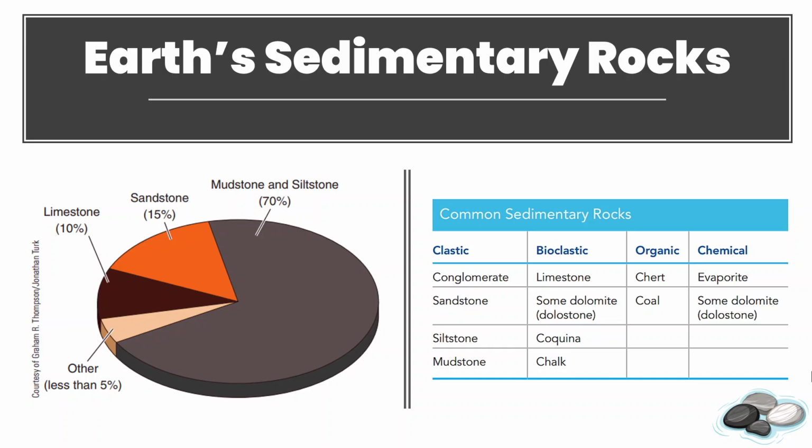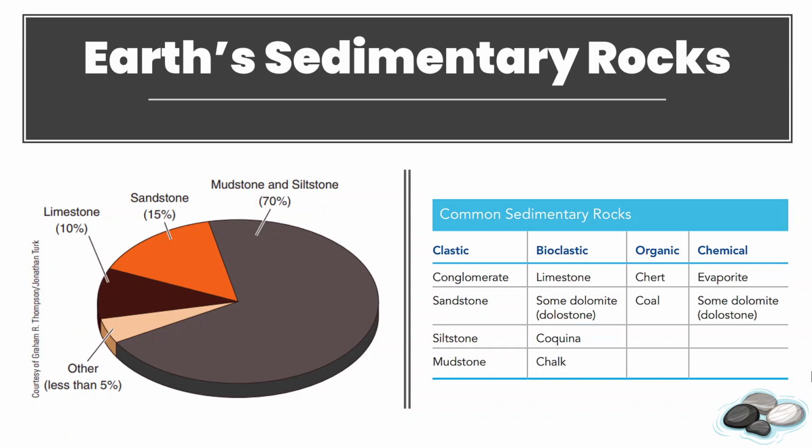This graph shows us the proportion of sedimentary rocks on Earth. Most of the sedimentary rocks here on Earth are mudstone and siltstone. That is 70%. Sandstone comes next, at 15%. Limestone is 10%. And other kinds of sedimentary rocks are 5%.